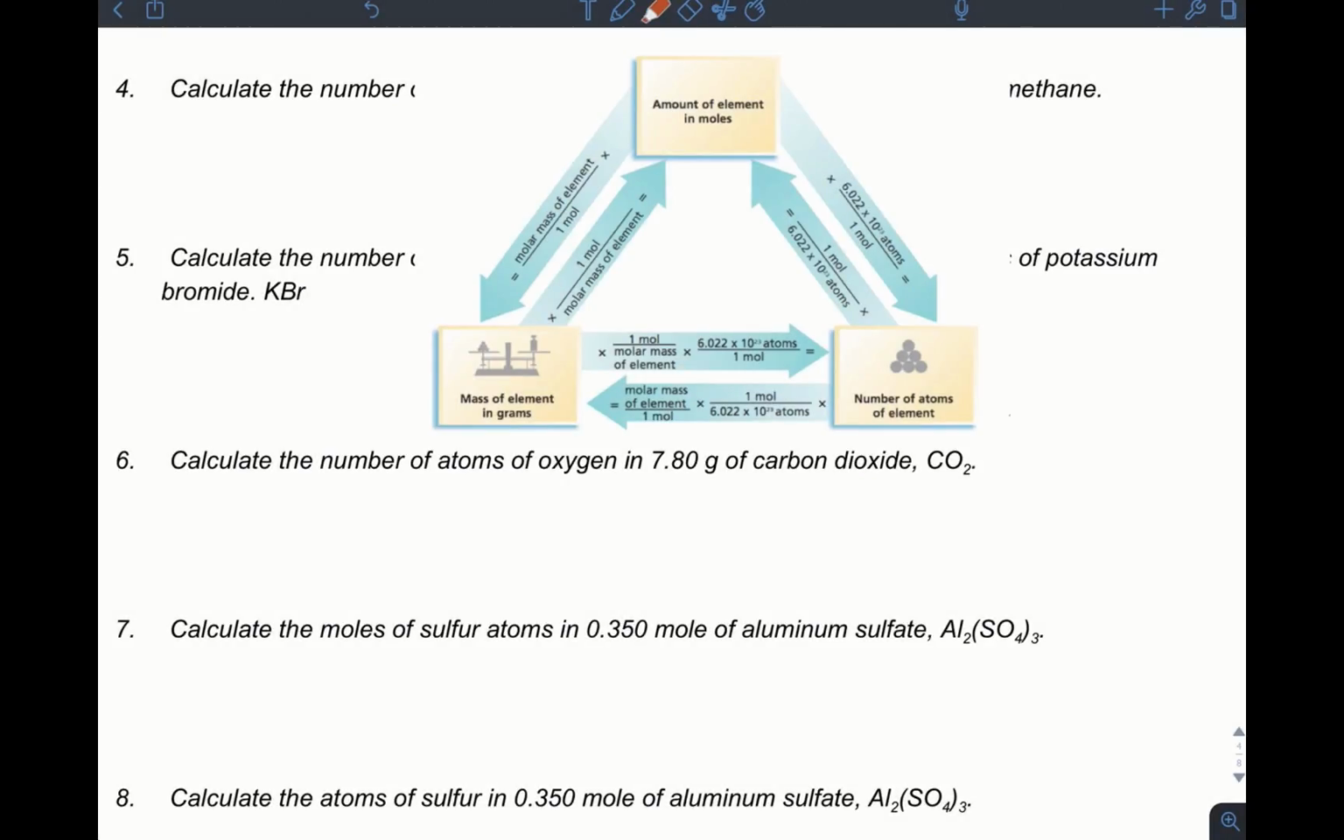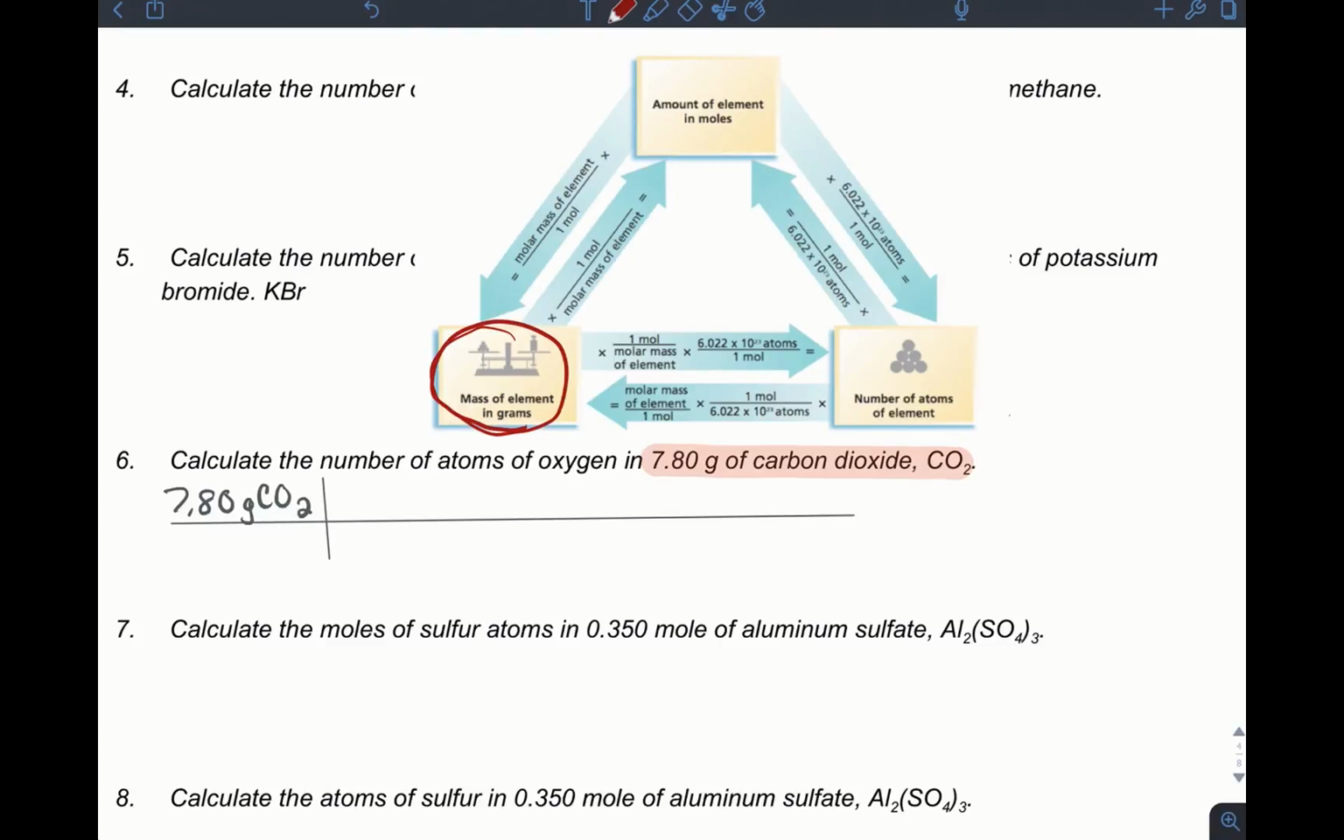Question number 6, the same thing applies, but this one will have just a small twist to it. So we want to begin with writing down what's given to you. That would be 7.8 grams of carbon dioxide, and we want to change that to our number of atoms of oxygen needed to make 7.8 grams of carbon dioxide. The number that we were given was grams, that's right here.